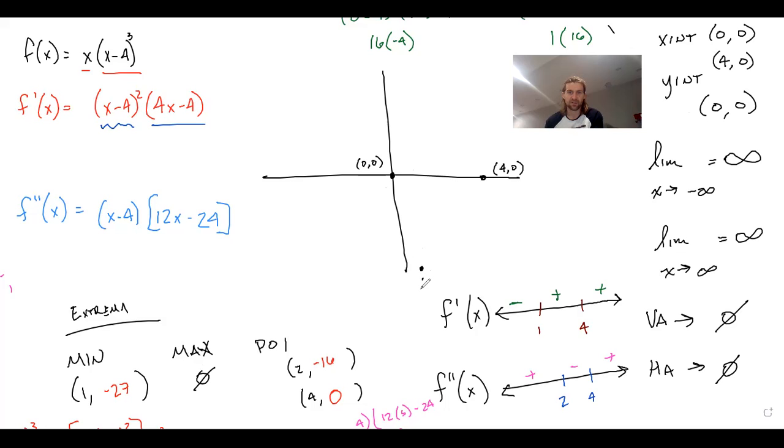So if I just say over here, (1, -27). And we know 1 is to the right of 0 and to the left of 4, and negative 27 is below that. We have an inflection point at (2, -16). So somewhere in between here, just taking some guesses. (2, -16). And then we got another one at (4, 0). Okay, so I'd say these are the points that we need to have.